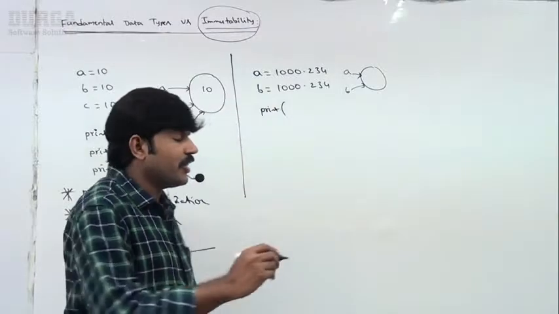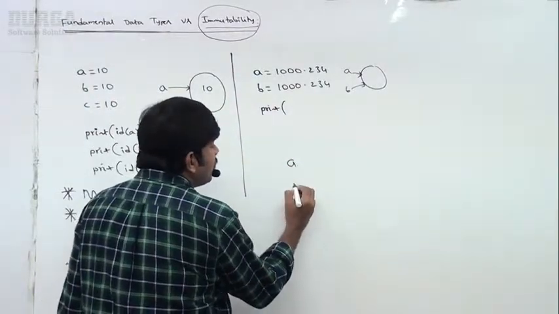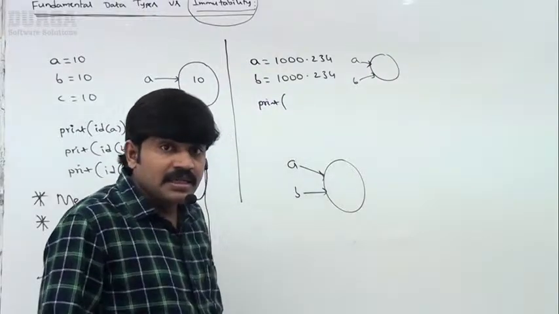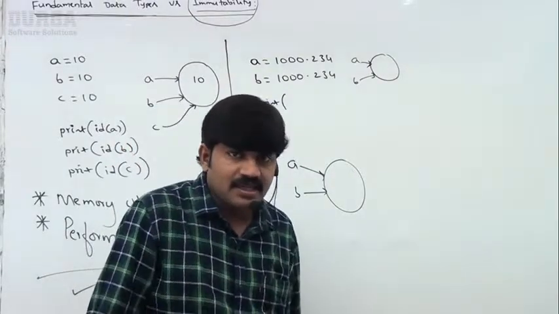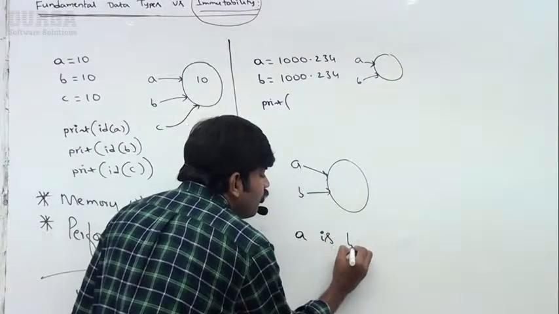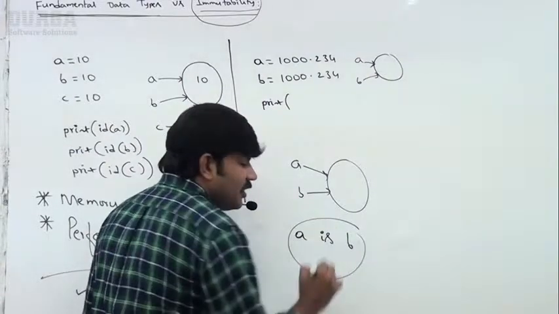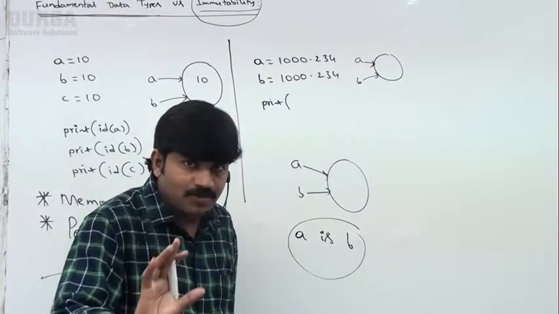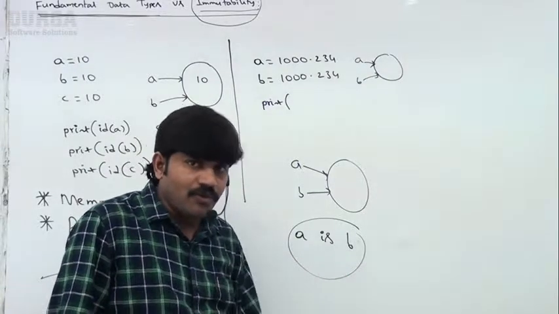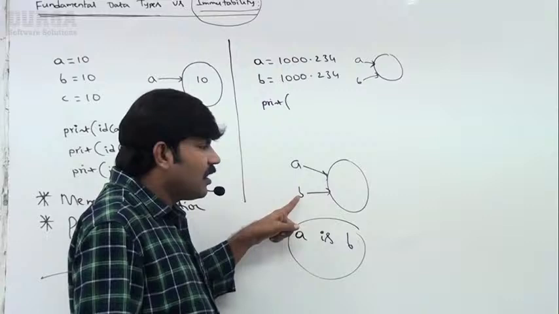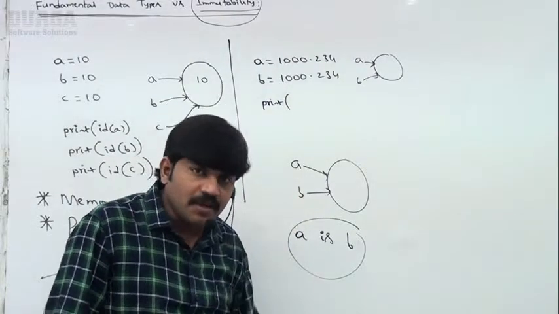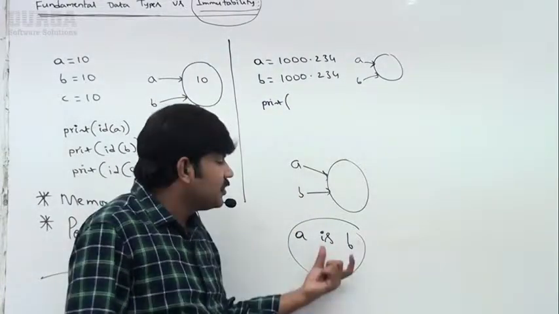If you want to check whether A and B both are pointing to the same object or not, there is an operator for that. What is that operator? It is 'is'. A is B. I will explain operators in detail later, don't worry. A is B returns true if both are pointing to the same object.